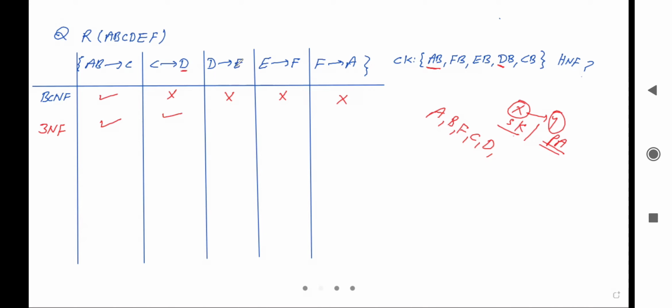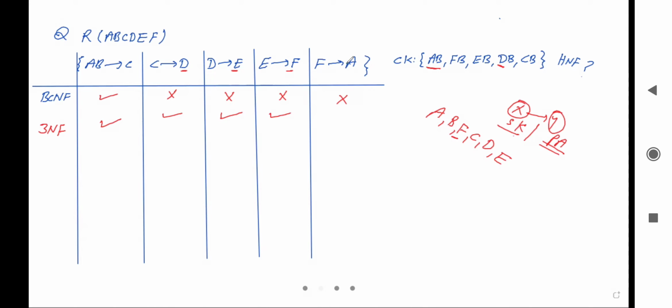What about E? D goes to E. E is the prime attribute. Yes, E is the prime attribute or not? Yes, E is the prime attribute. So here this is also valid. E is a super key or not? No, not a super key. But F is a prime attribute. Yes, F is a prime attribute. So this is the valid case, right?